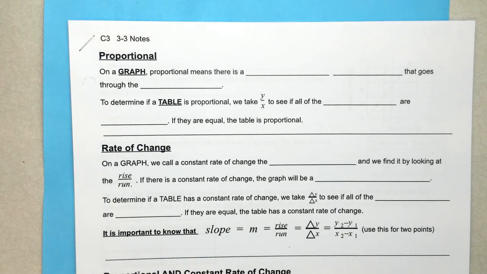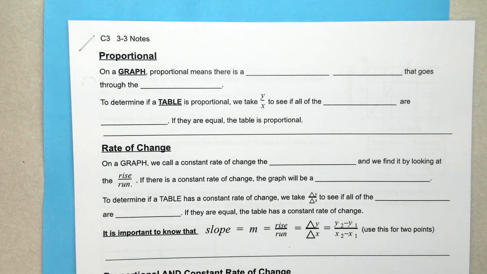Today is lesson 3 in chapter 3, and it is all about direct variation. Before we get into today's lesson, though, I want to make sure we know things from before with proportional and rate of change, because we're going to be applying that information today to direct variation.